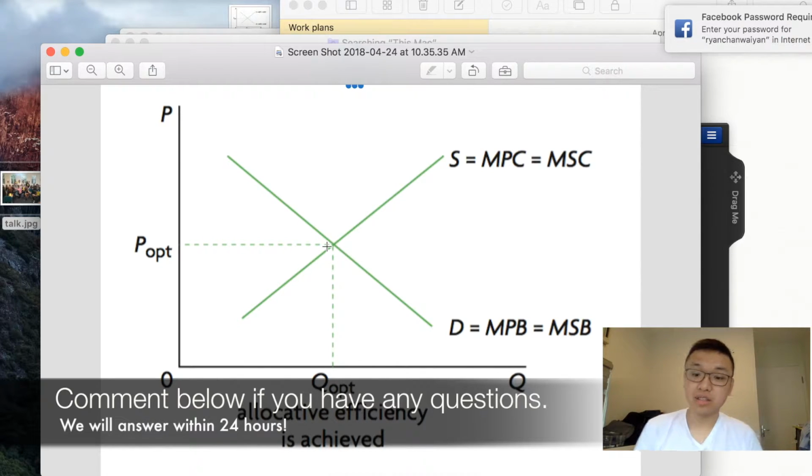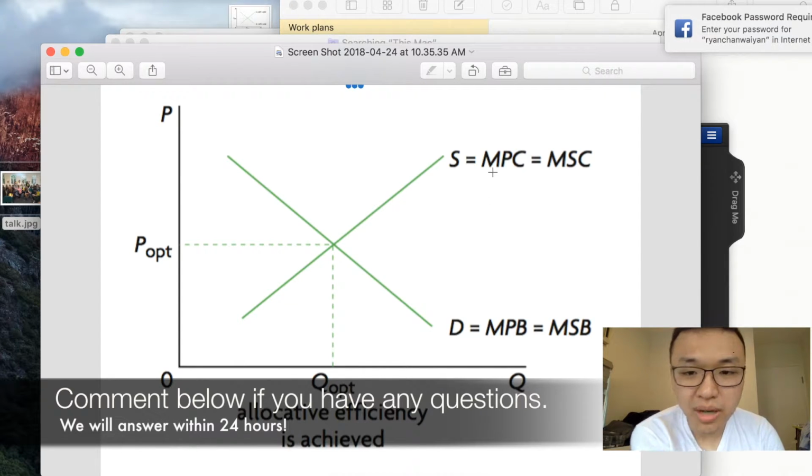Another thing you need to know is that the supply curve is essentially the same as the MPC, marginal private cost, and the demand curve is equal to the marginal private benefit. You don't need to know why, you just need to memorize this. In university, if you study economics, you would need to know why, but not here.